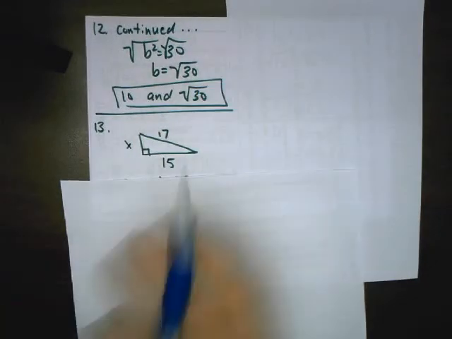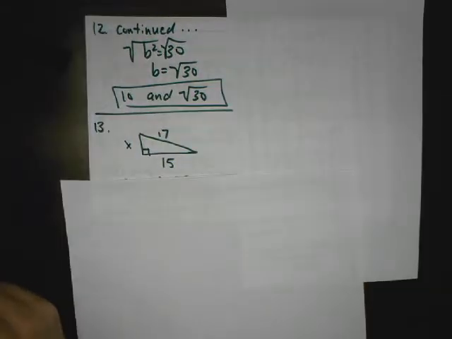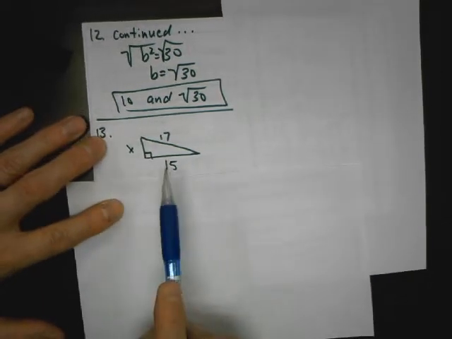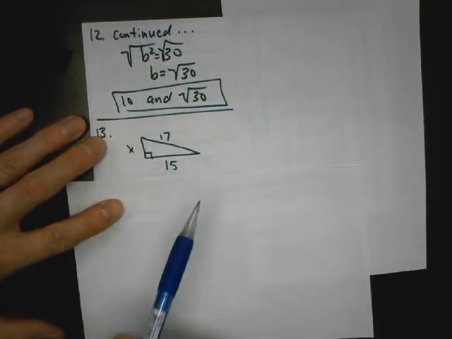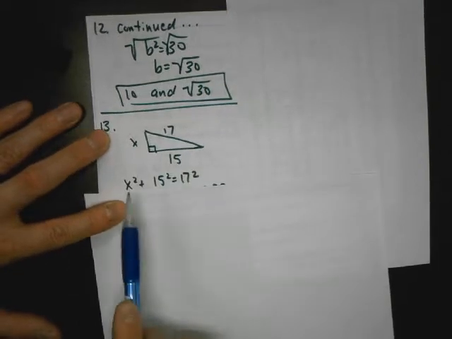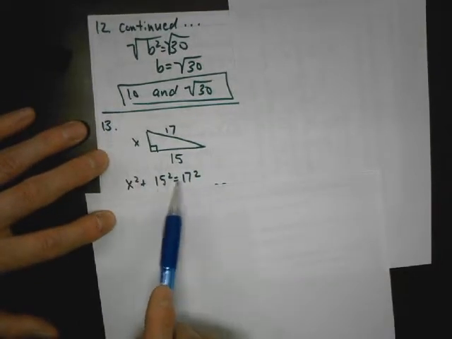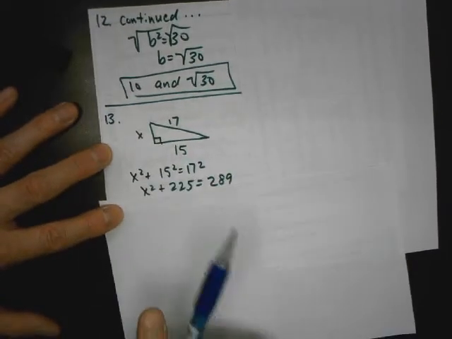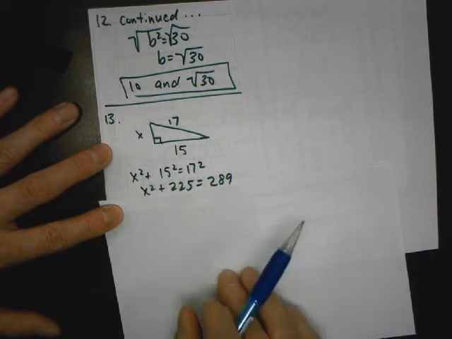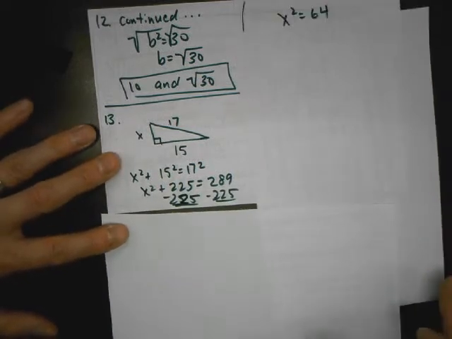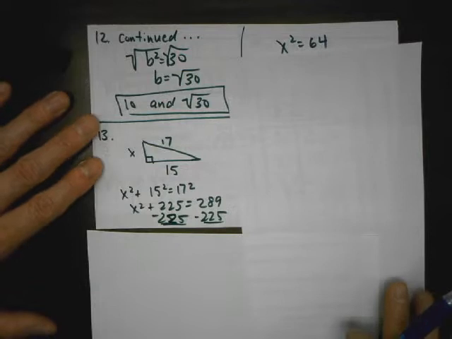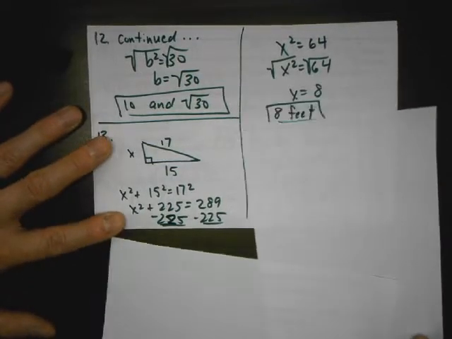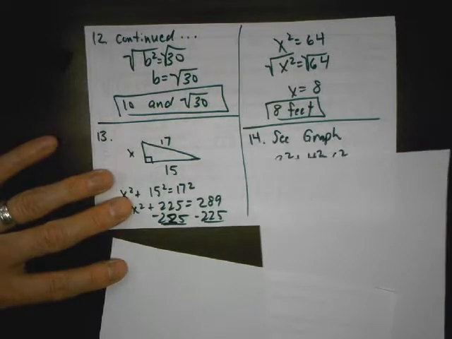Next problem, 13. So for 13, they say the base is 15 feet long, so it's 15 from here to here, and the hypotenuse is 17, or the ramp is 17. We've got to find the height. So this is the Pythagorean theorem. I go a squared plus leg squared equals hypotenuse squared. We memorized 15 squared in class. That's just 225. 17 times 17 is 289. Subtract 225 from both sides. I have x squared. I need to know just x, right? So I take the square root of both sides, and I find out that the height is 8 feet.